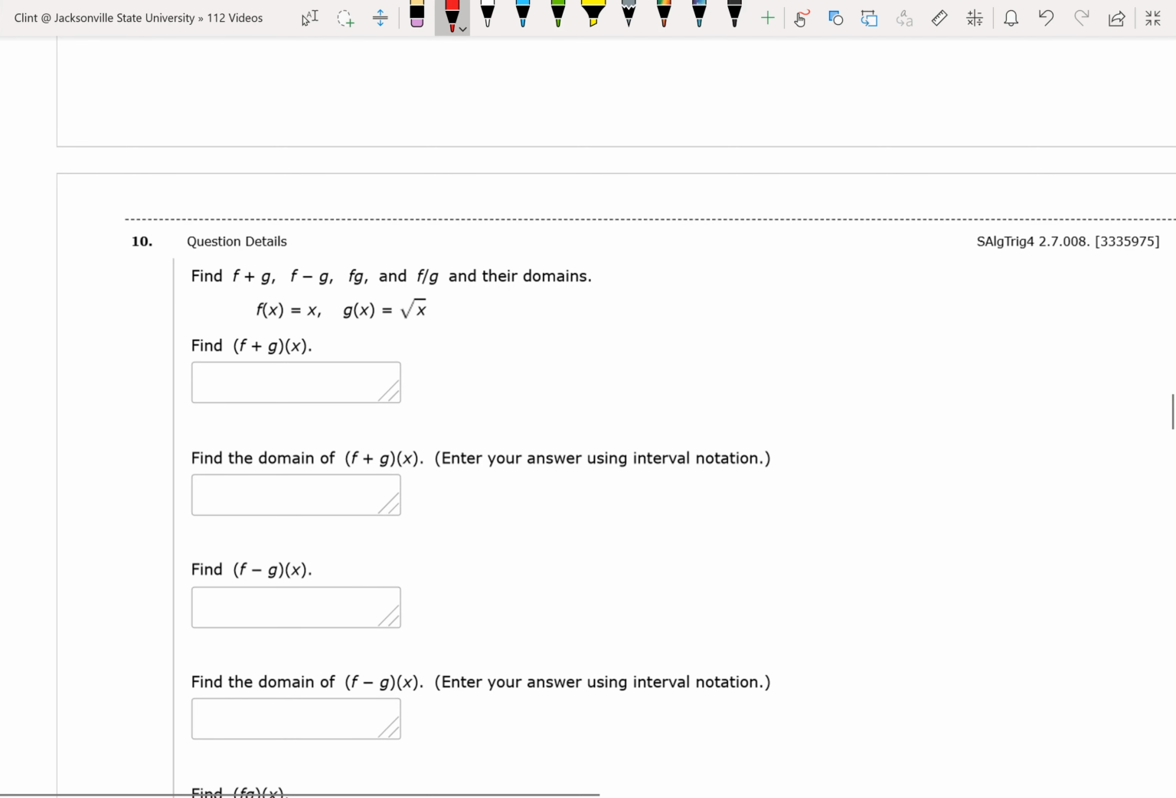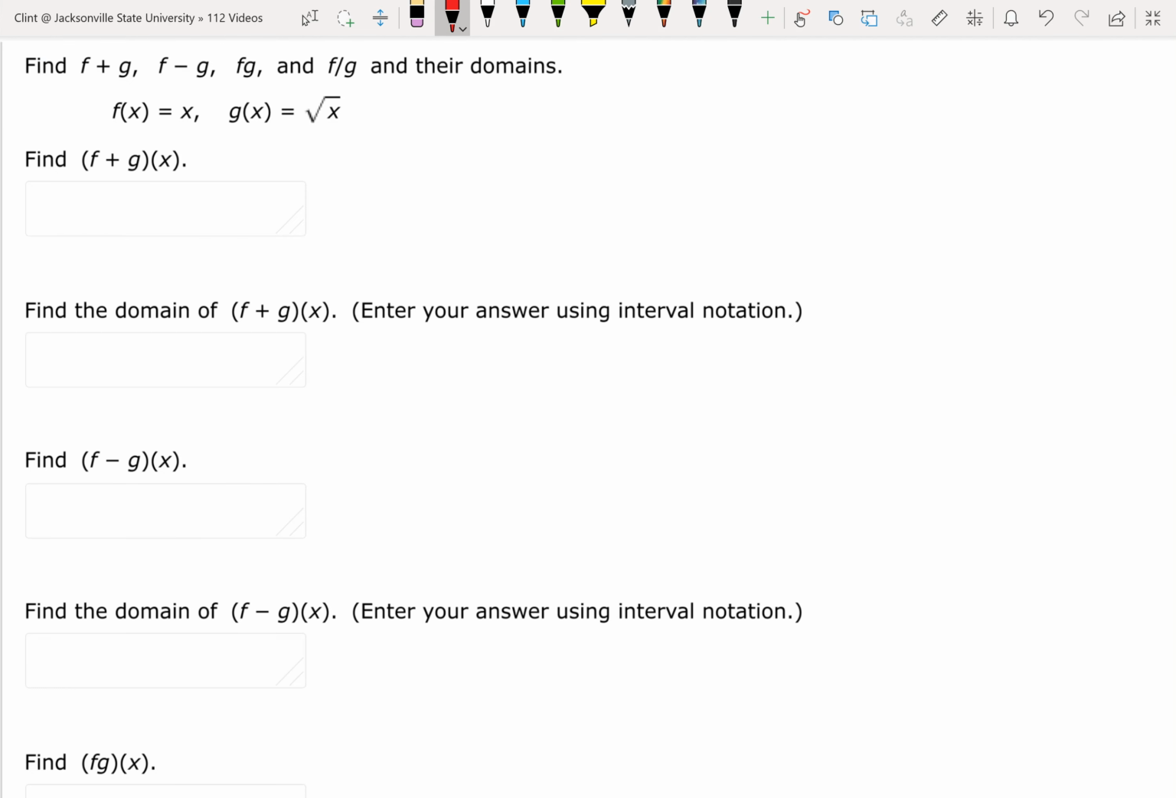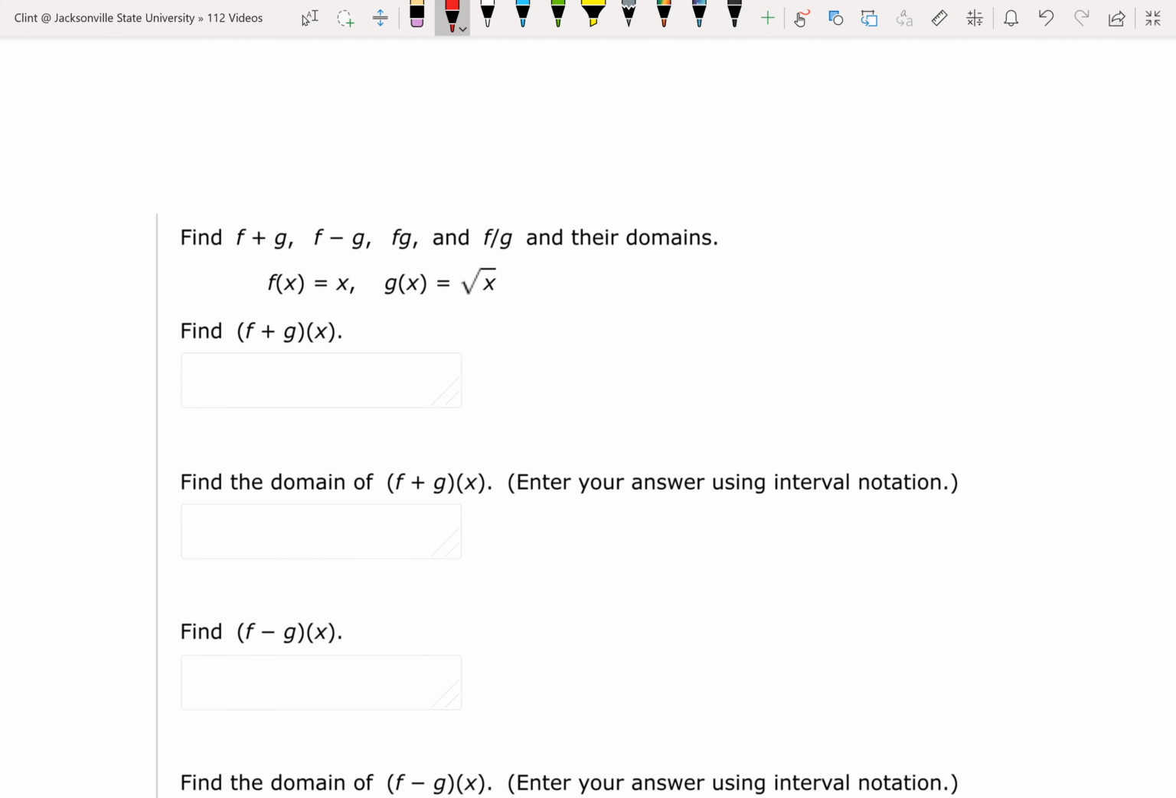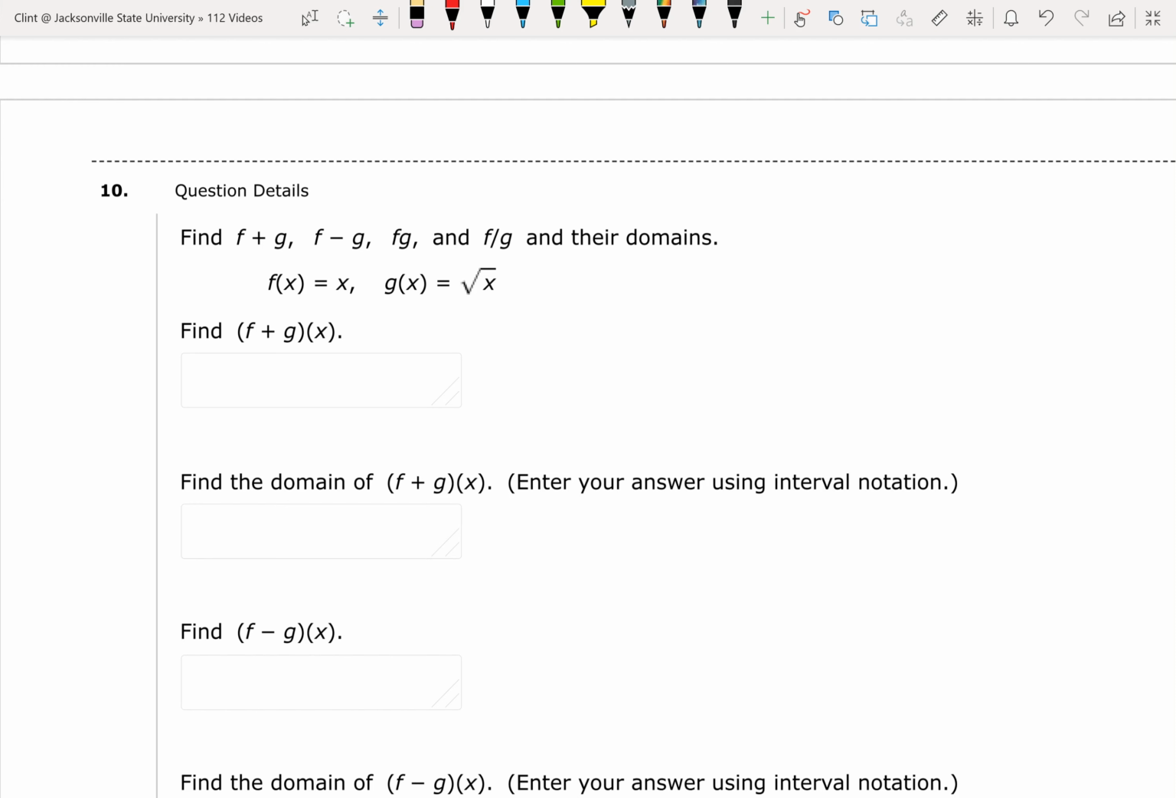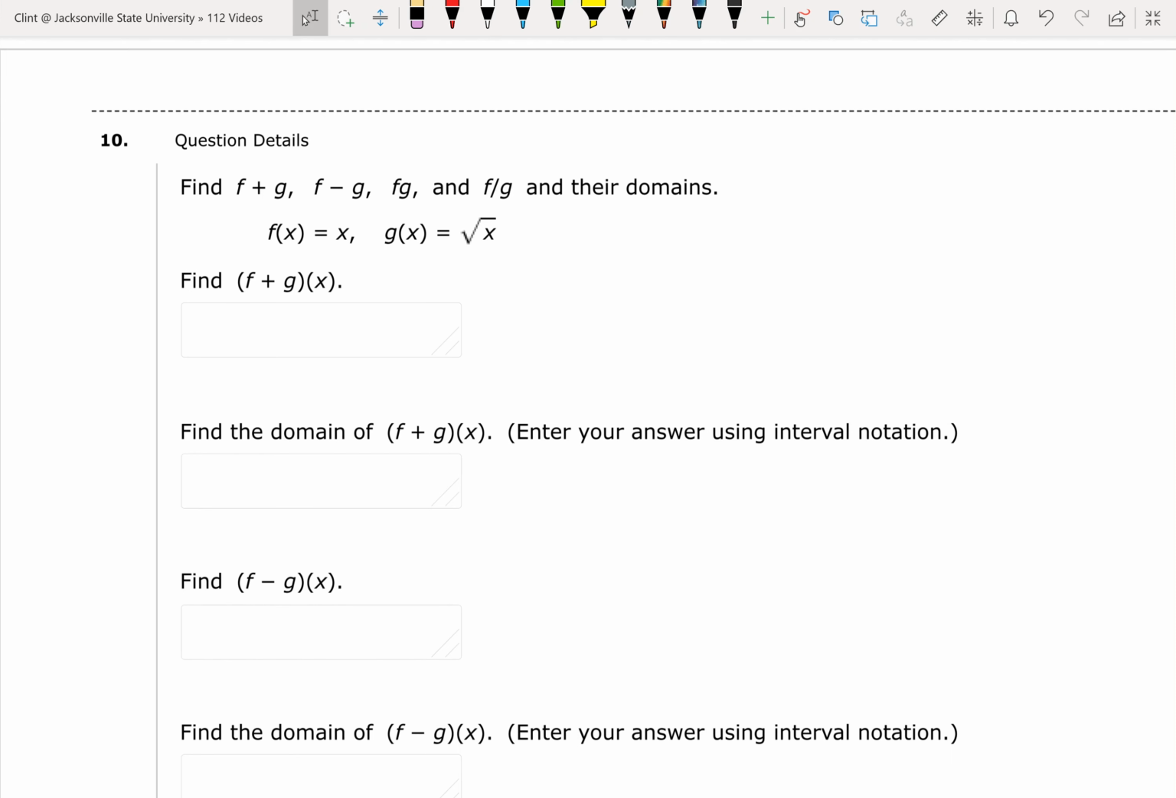Here we want to combine some functions. Okay, this is the last section that we did. We're going to add, subtract, multiply, and divide. So first, it's a good idea to think about the domains of these functions. So here the domain, if we have just x, we don't have a fraction, we don't have a square root, so it's just going to be negative infinity to infinity.